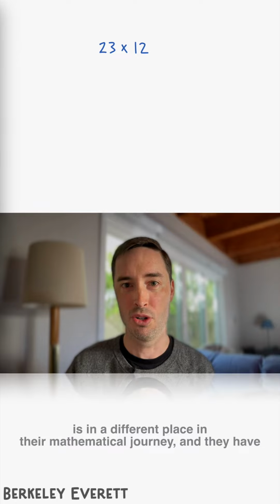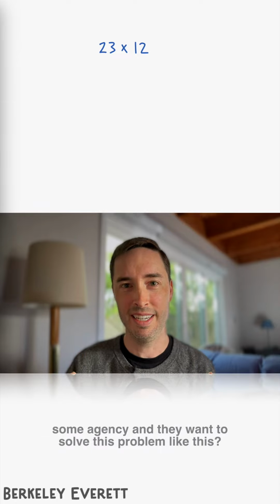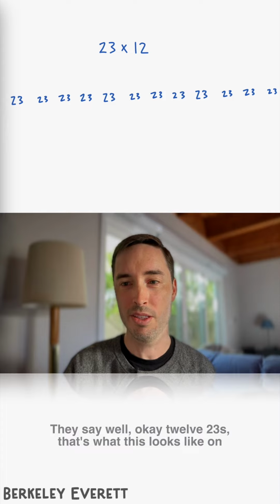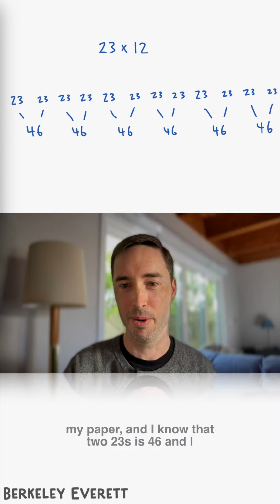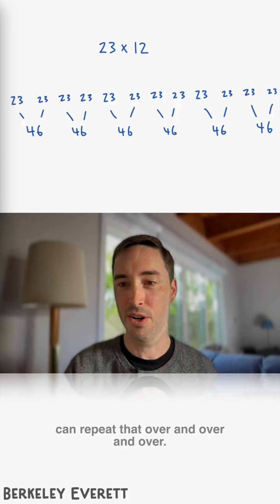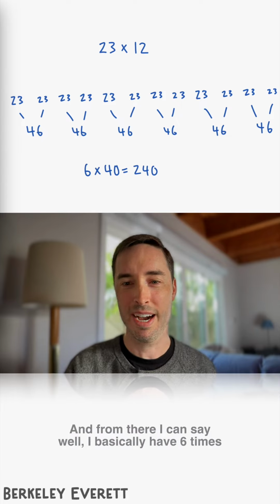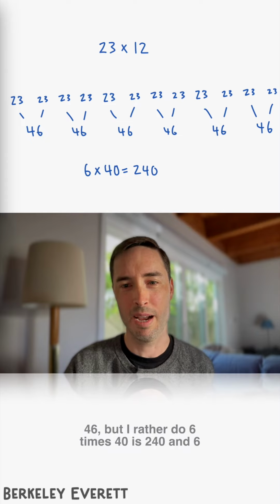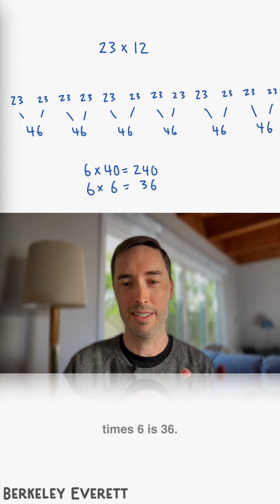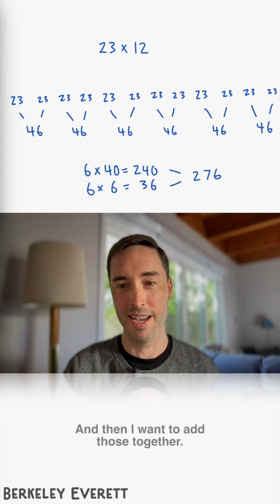But what about a student who solves in a different way, or is in a different place in their mathematical journey, and they have some agency, and they want to solve this problem like this? They say, well, okay, 12 23s, that's what this looks like on my paper. And I know that 2 23s is 46, and I can repeat that over and over and over. And from there, I can say, well, I basically have 6 times 46, but I'd rather do 6 times 40 is 240, and 6 times 6 is 36. And then I want to add those together.